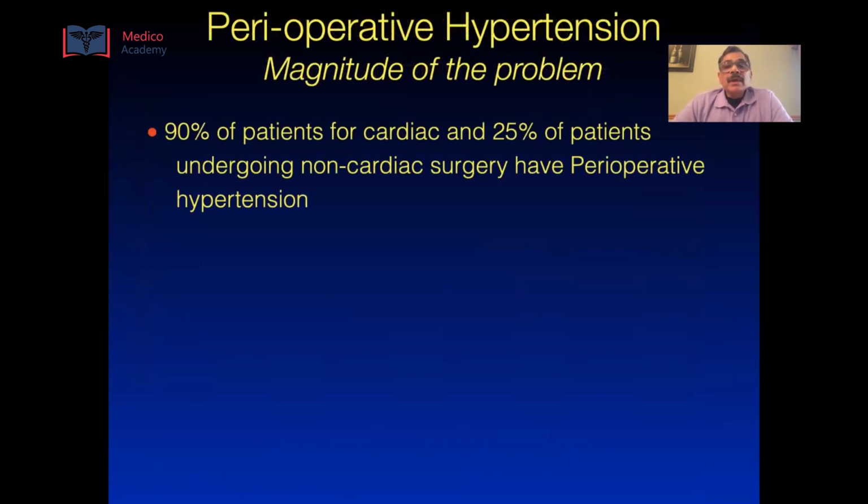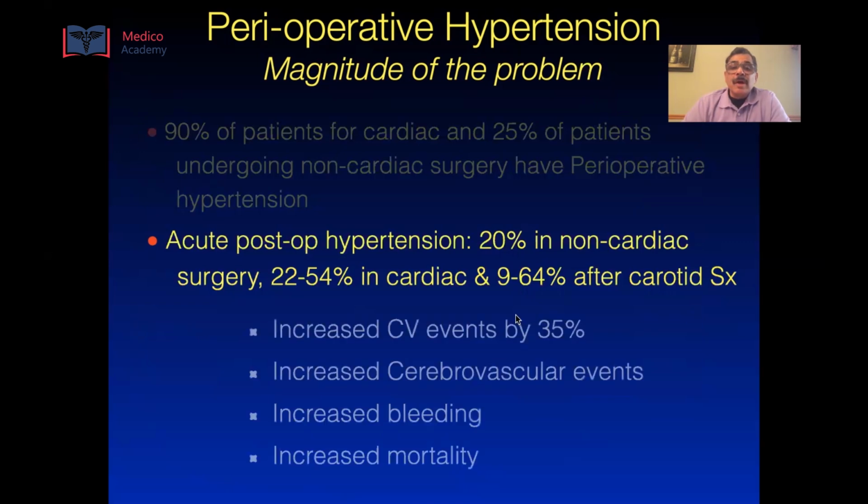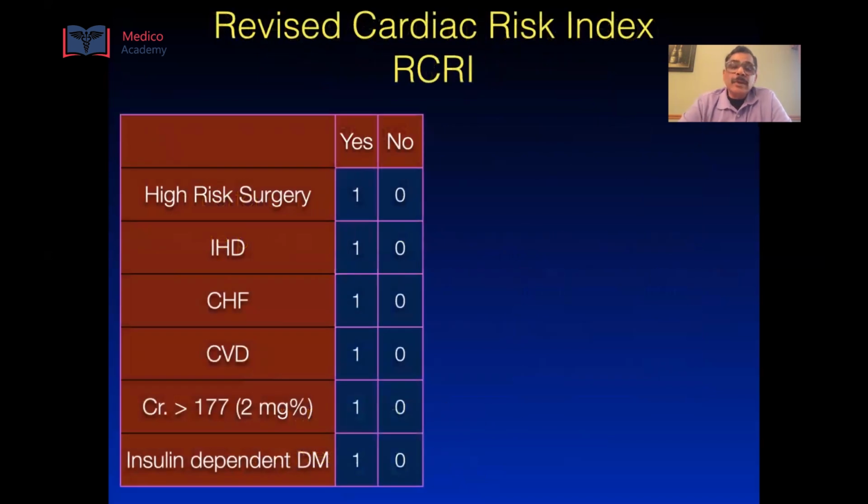Coming to the perioperative hypertension, 90% of patients coming for cardiac surgery and 1/4 of the patients coming for non-cardiac surgery have perioperative hypertension. So the problem carries on into the perioperative period as well. The acute postoperative hypertension occurs in 1 of 5 patients in non-cardiac surgery and maybe up to half of the patients after cardiac surgery and between 9 to 64% after carotid artery surgery. Patients may be postoperatively hypertensive, causing major problems with increased cardiovascular events up to 35%, increased cerebrovascular events, increased bleeding, and of course, increased mortality because of these reasons. So hypertension is a big global threat.